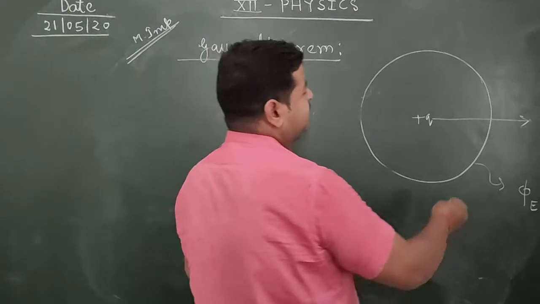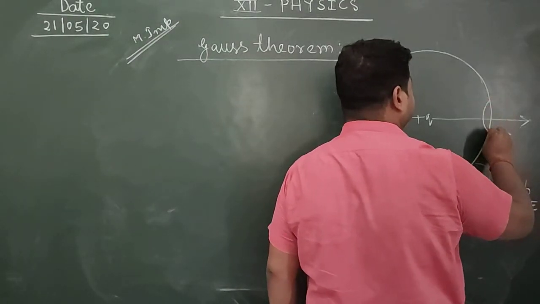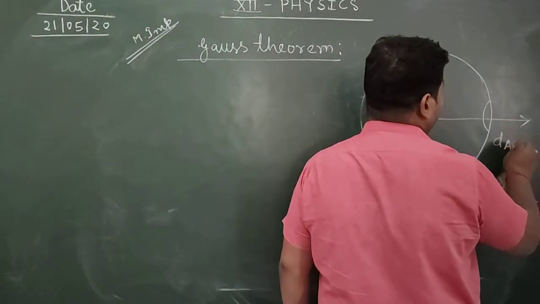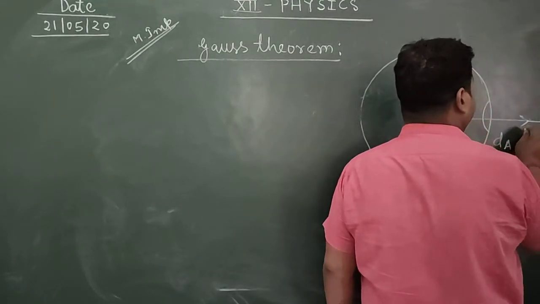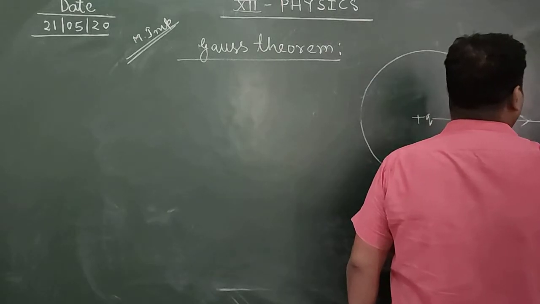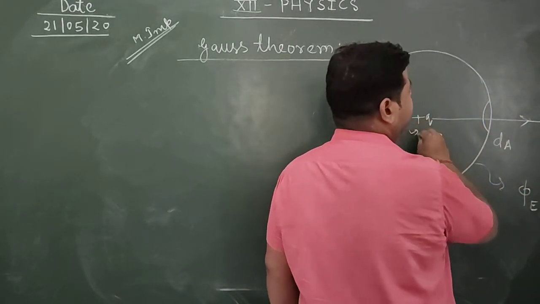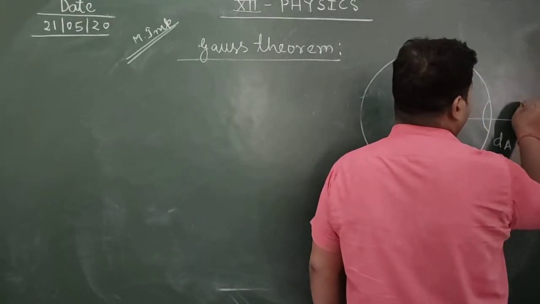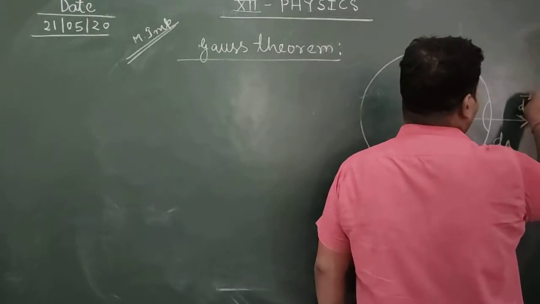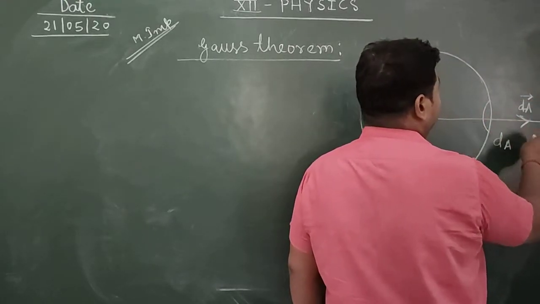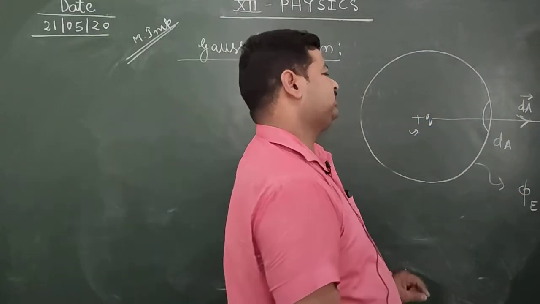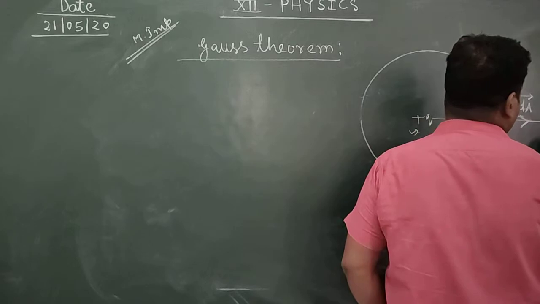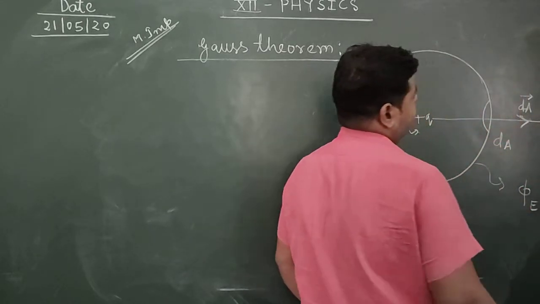Let us assume that here is a surface element, that is dA. If this is an electric field due to charge plus q, and this arrow represents the area vector of this surface element. Since the direction of electric field and area vector are the same, the angle between these vectors is 0. Clear?